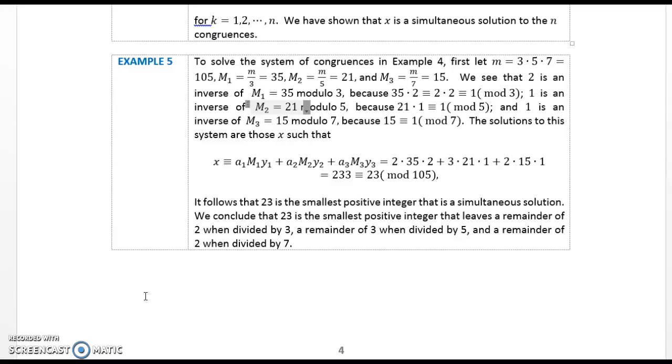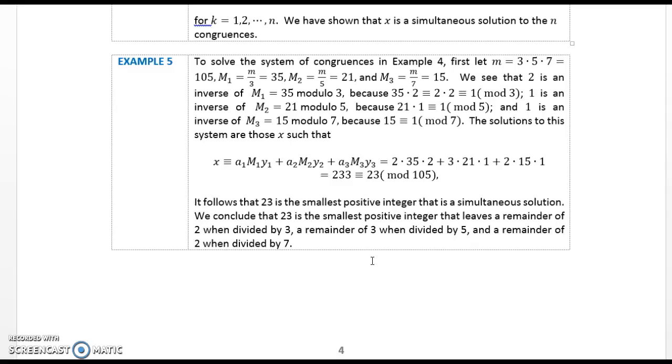We see that 2 is an inverse of big M sub 1 equal 35 modulo 3, because 35 times 2 is congruent to 2 times 2, which is congruent to 1 mod 3. 1 is an inverse of M sub 2 equal 21 modulo 5, because 21 times 1 is equal to 1 mod 5. And 1 is an inverse of M sub 3 equal 15 modulo 7, because 15 equals 1 mod 7.